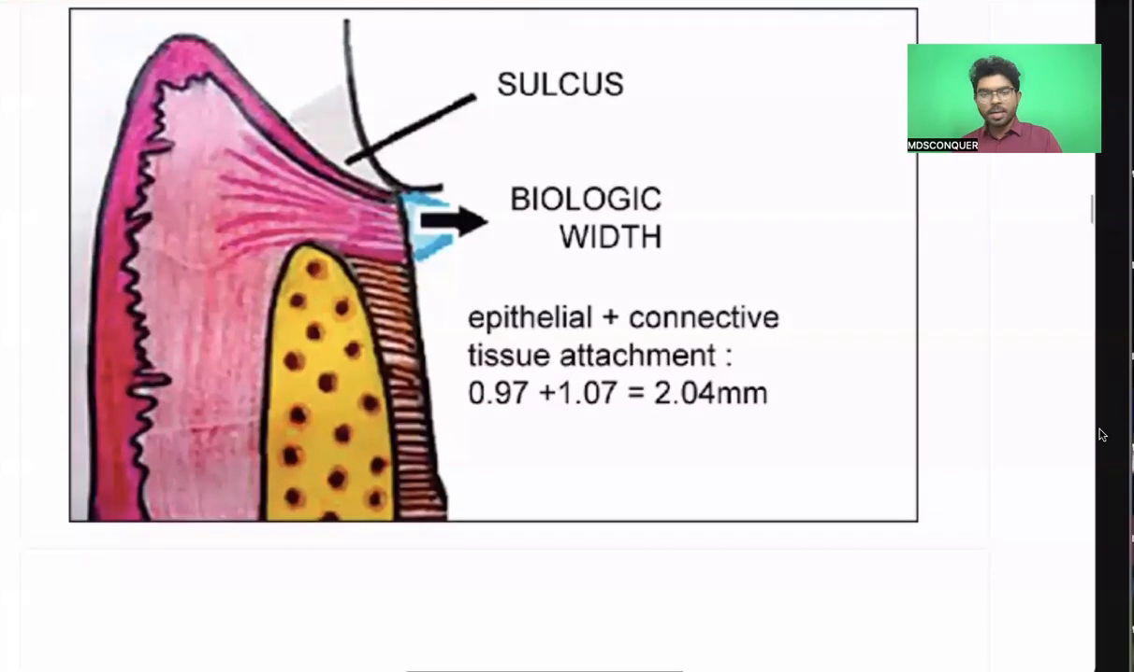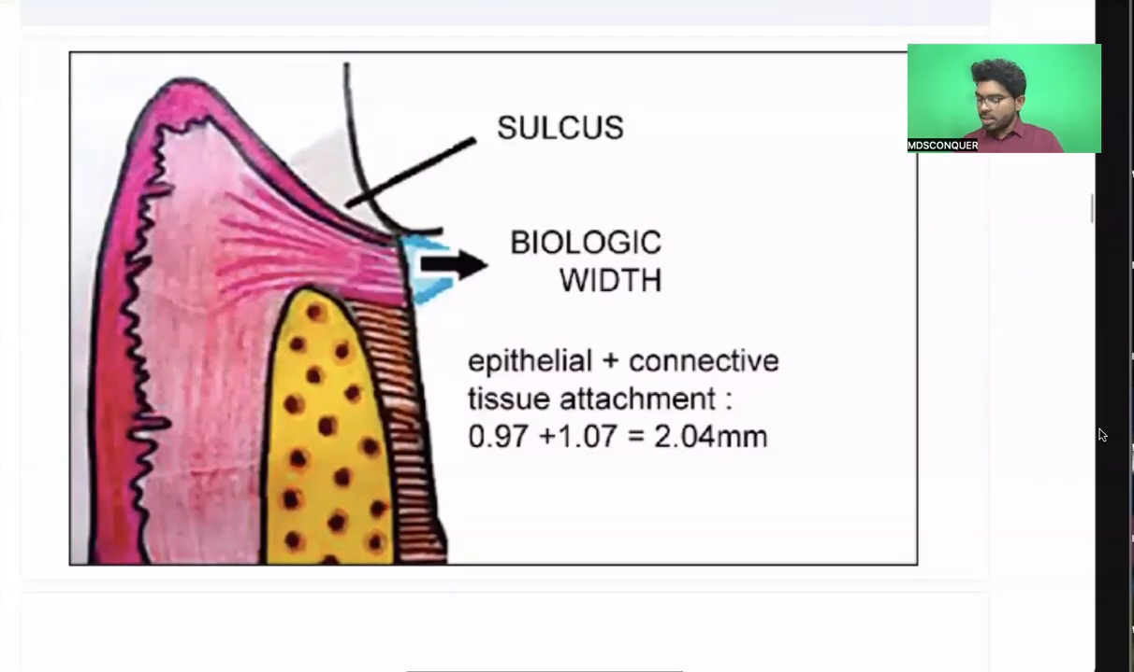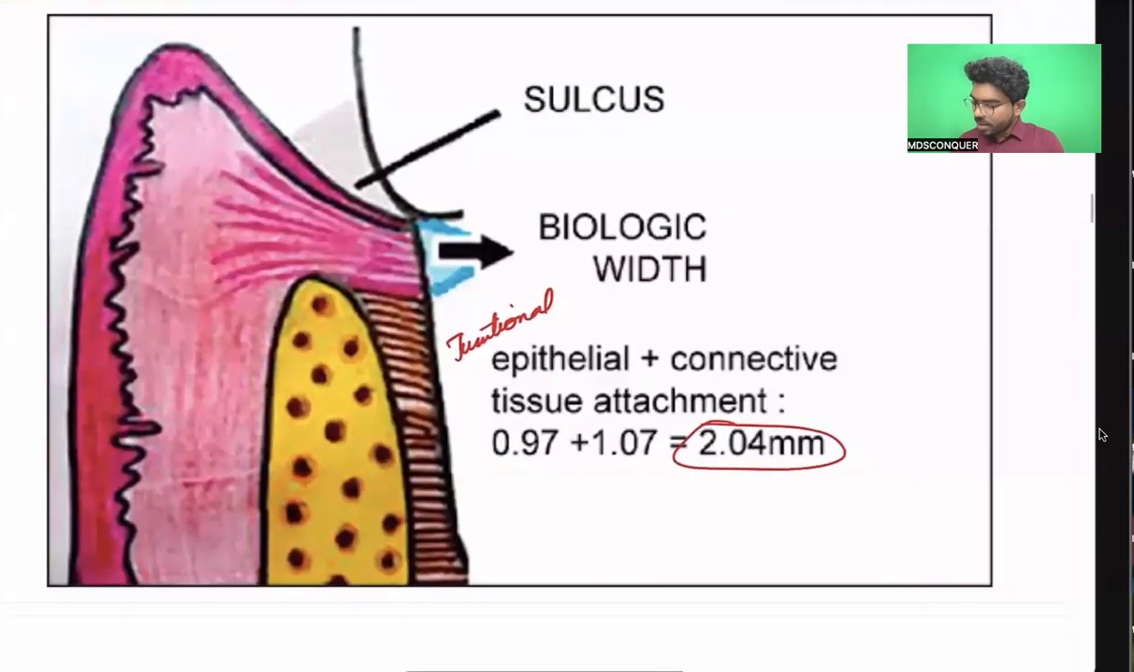So next part is the concept of biological width. Biological width is a sum of junctional epithelium plus connective tissue attachments, that is 0.97 plus 1.07 together. Biological width around a natural teeth is going to be 2.04 millimeters. Okay, anyway, so we got the concept of biological width.